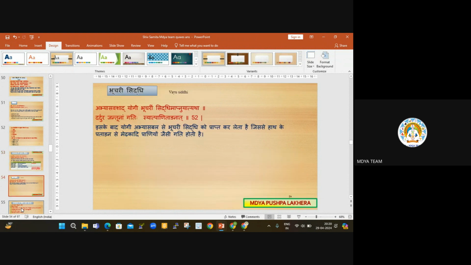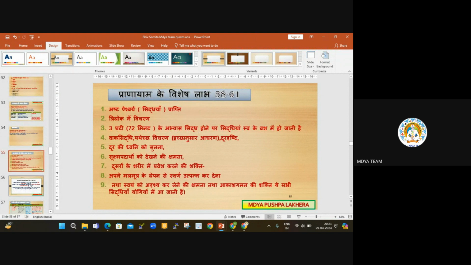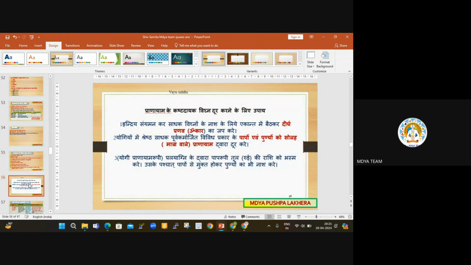After discussing this, Bhuchari Siddhi and also Vayu Siddhi are described according to the book. 2 Siddhis are mentioned, but in this slide only Bhuchari Siddhi is mentioned, so I noted that Vayu Siddhi is also discussed in the book. Then the benefits of pranayam are mentioned here. Then the obstacles in pranayam practice are also mentioned here.